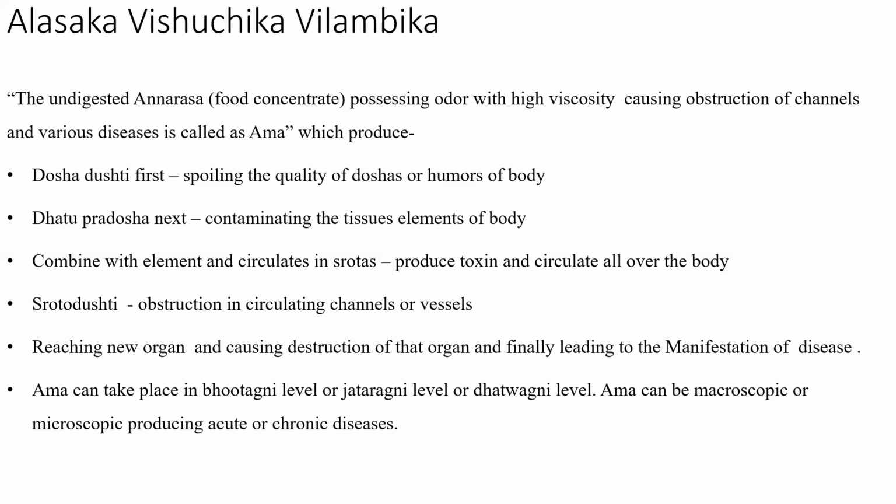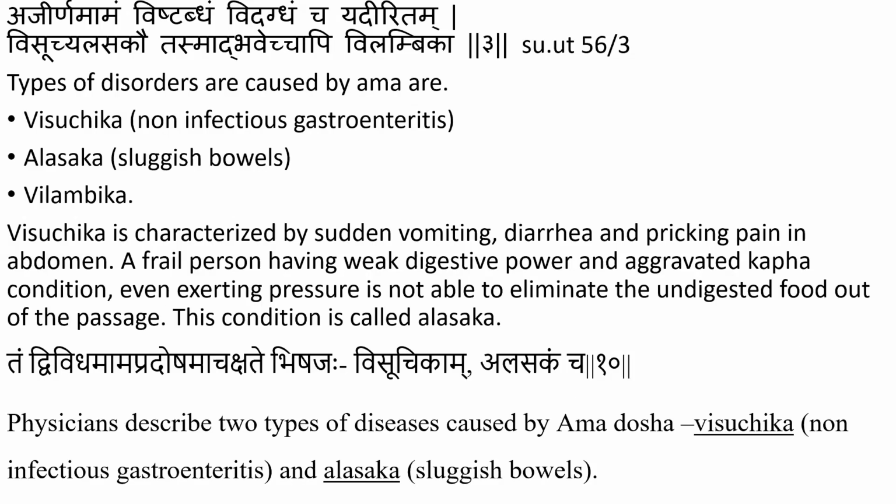And not only manifestation of disease, if it is still continuing, then it may start eroding the lining of the mucosa, producing ulcers and perforations. That is what happens in the case of Alasaka, Vishuchika, Vilambika. Here it is told, the types of disorders that can be caused because of Ajirna Ama are Vishuchika, Alasaka, as well as Vilambika. Vishuchika is characterized by sudden vomiting, diarrhea, and pricking pain in the abdomen.